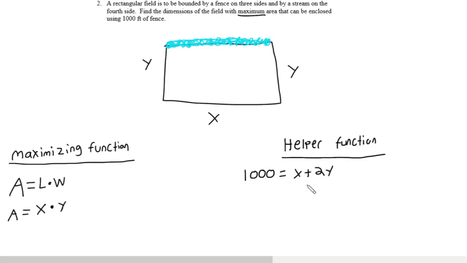Okay. And you see what I did here now. Now all I can do is get this in terms of one variable. I'm going to get X by itself because that's a lot easier. So 1,000 minus 2Y is equal to X. You could do it the other way around. You could get Y by itself: 1,000 minus X over 2 equals Y. That's fine. It doesn't really matter as long as you just get one variable by itself.